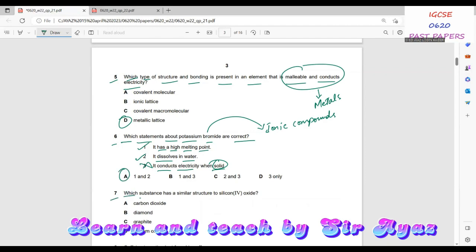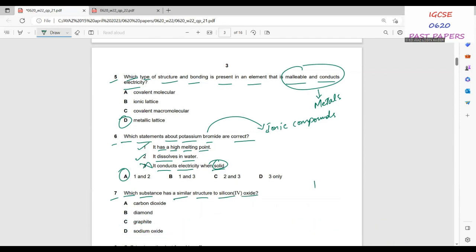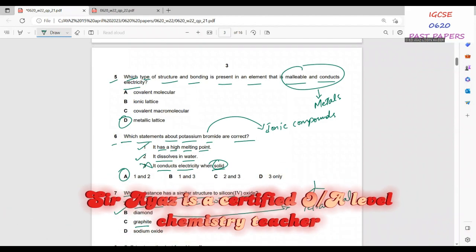Number 7, which substance has a similar structure to silicon(IV) oxide? Silicon(IV) oxide has a structure like this, which is tetrahedral. A, carbon dioxide. Carbon dioxide has a linear structure like this. So this is wrong. B, diamond. Diamond also has a tetrahedral structure. So this is correct. For your convenience, I am reading the other choices also. C, graphite. Graphite has a hexagonal structure like this.